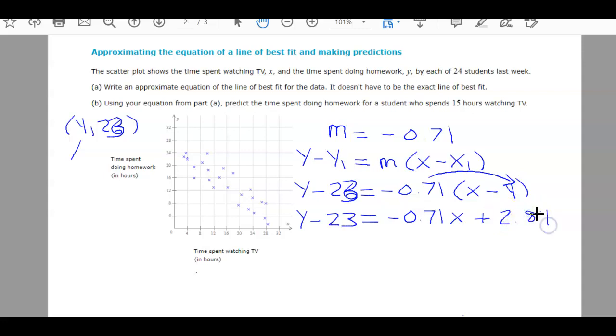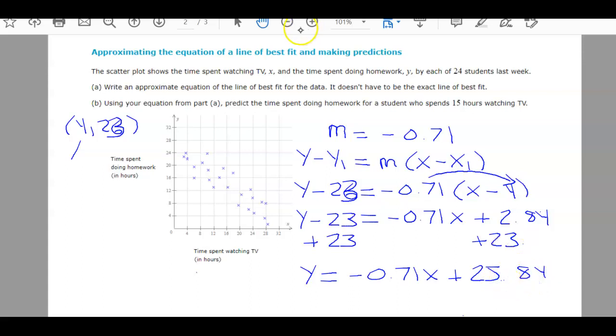Okay, we're almost done here, you guys. Now we've got to go ahead and add 23 to this side. Let's go ahead and add 23 to this side here. Line up your decimals. You can put in a couple of zeros if you want to, but you don't need to. So on the left side here, we have y is equal to negative 0.71x. And we've got 2.84 plus 23, so that's going to give me a positive 25.84. That's my equation.